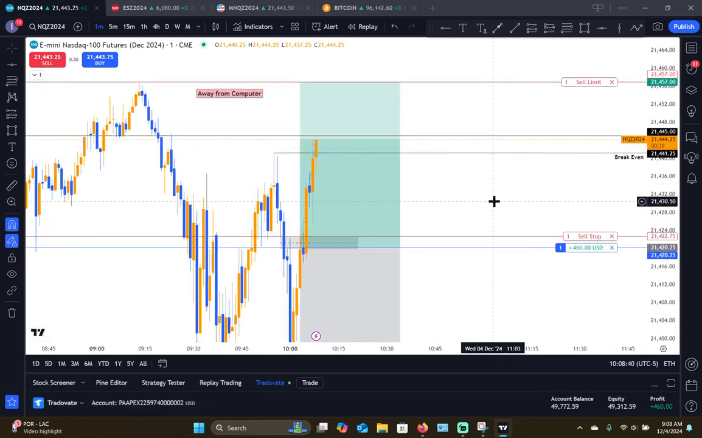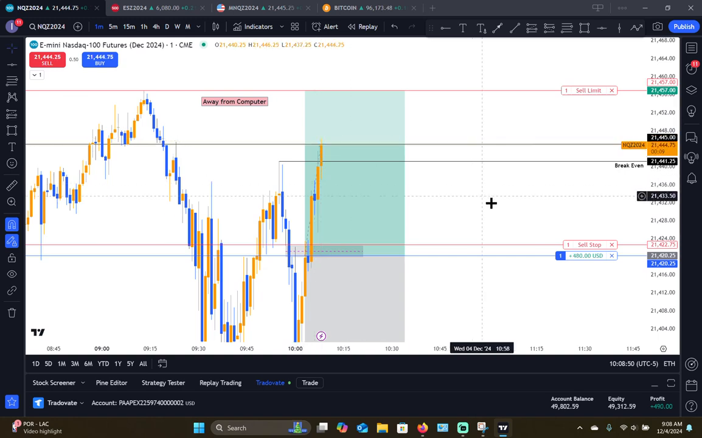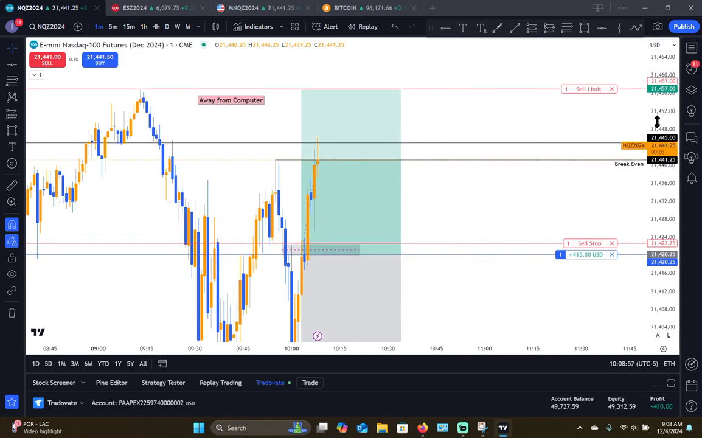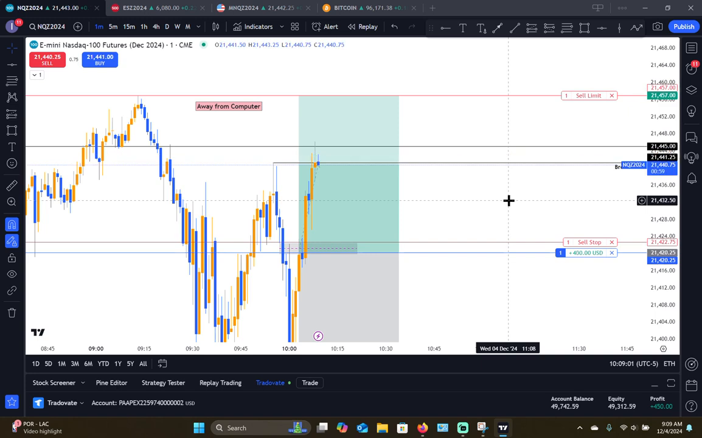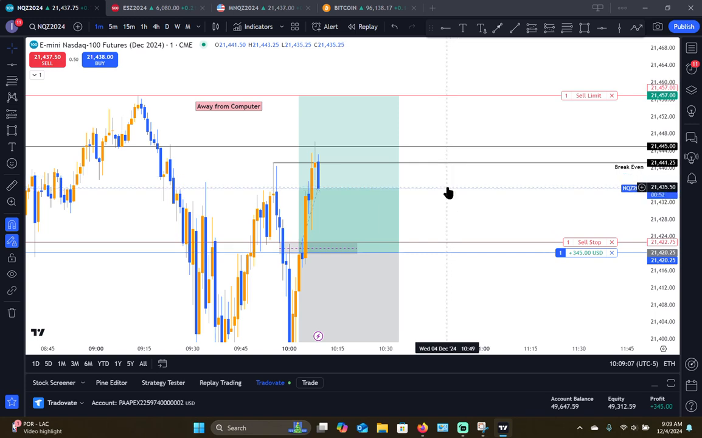What I usually like to do though is to find the area where a one-to-one is, because I like to aim for the one-to-ones, and then move my stop once price goes to that one-to-one. So I'll move my sell stop here once price passes that, and then either try to catch a bigger trade, or it'll just be a break even. But usually, that happens.